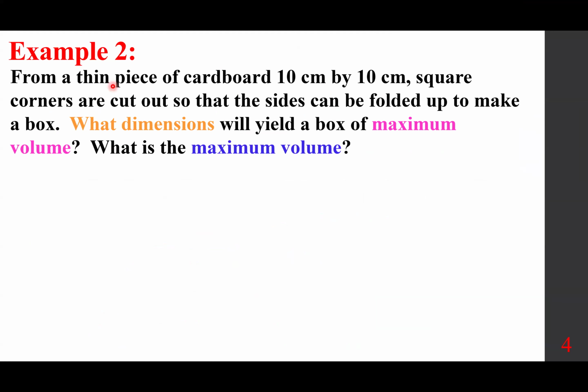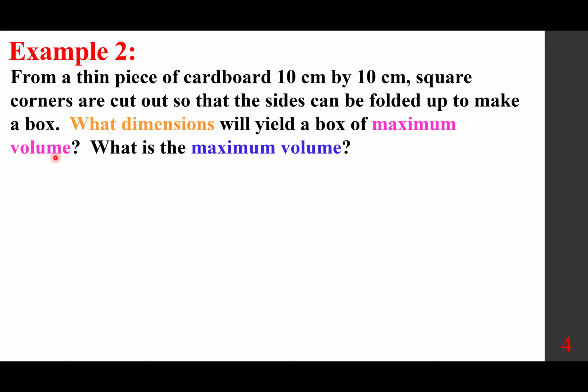From a thin piece of cardboard, 10 centimeters by 10 centimeters, square corners are cut out so that the sides can be folded up to make a box. What dimensions will yield a box of maximum volume? What is the maximum volume? So we have to do the drawing.